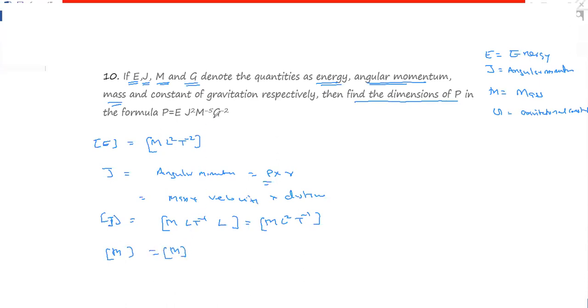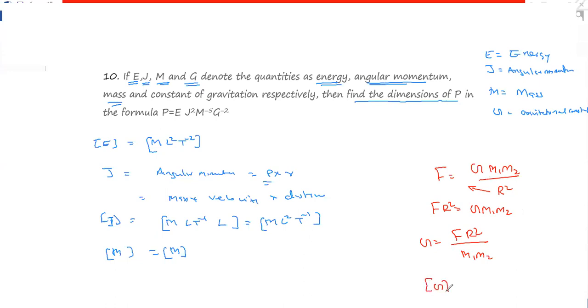And next one is G. G is the gravitational constant, right? So what is the gravitational constant? We studied it in the 9th standard, right? Force F equal to G M1 M2 divided by R square. So if you cross multiply the R square, F R square equal to G M1 M2. G is the gravitational constant. So we can find G equal to F R square, divided by M1 M2.